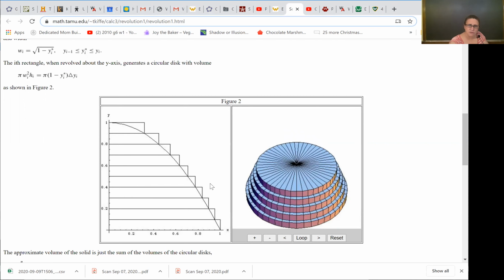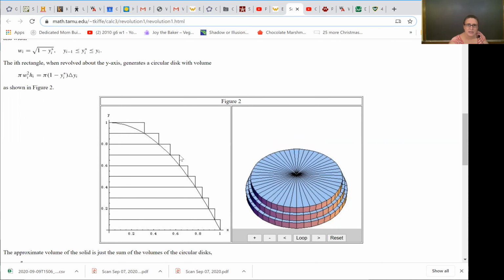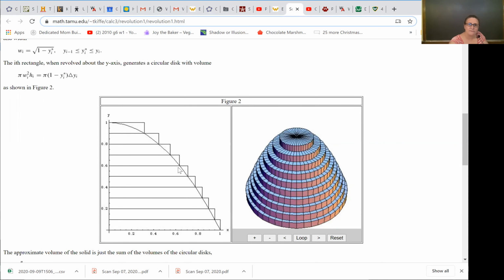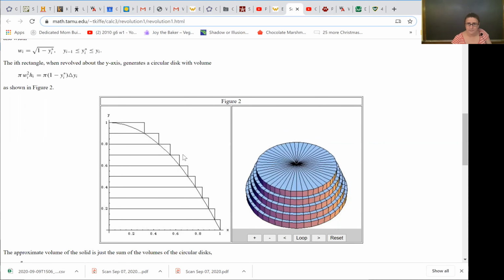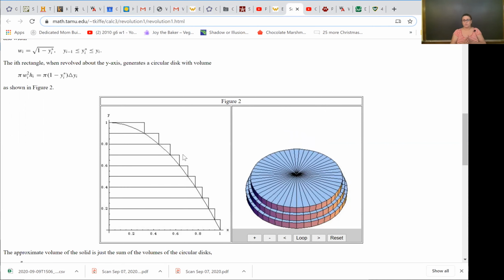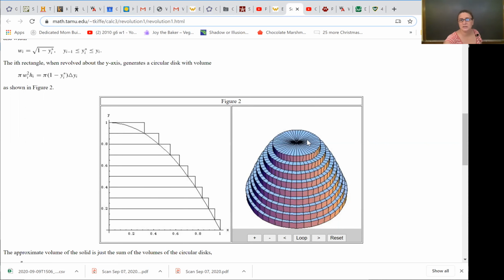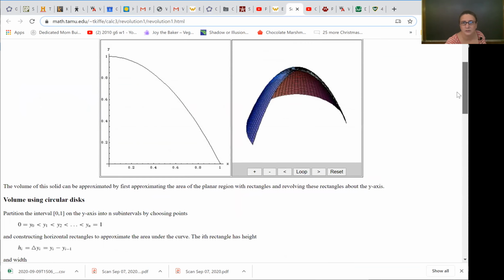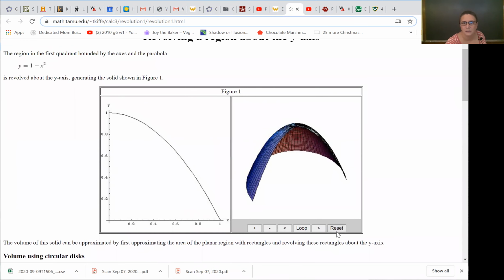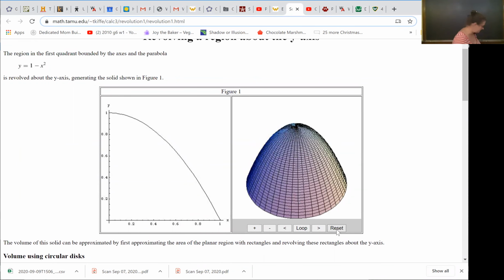The important thing, actually, is that you have the variables correct. So the idea is the same, but you want to make sure that you're integrating with respect to the right thing. So let's go back and look at this problem real quick.